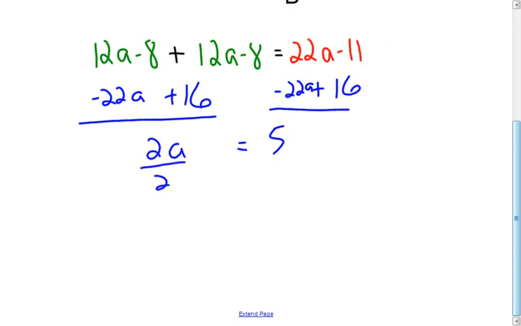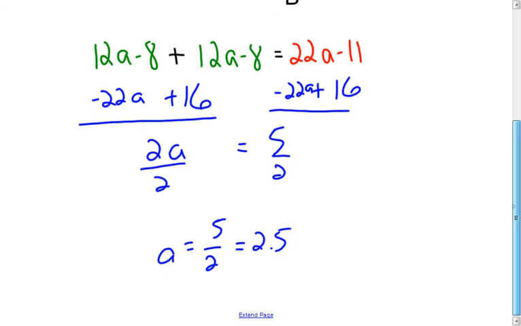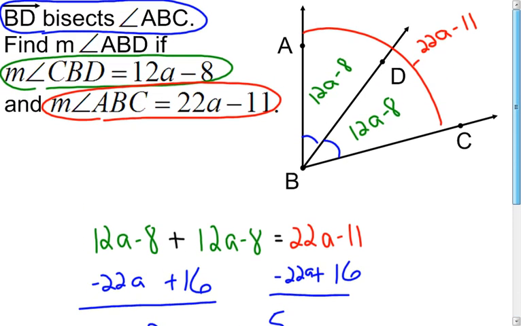Continue on, divide by 2. I find out that a equals 5 halves. If you want to turn it into a decimal, we're at 2.5. Now come up here and make sure you answer the question. Remember that it told us it wanted us to find the measure of angle ABD.